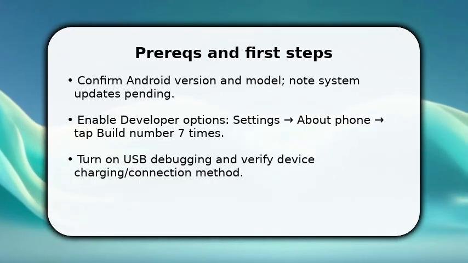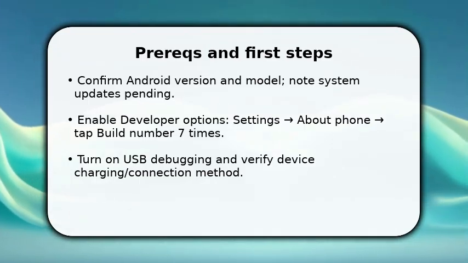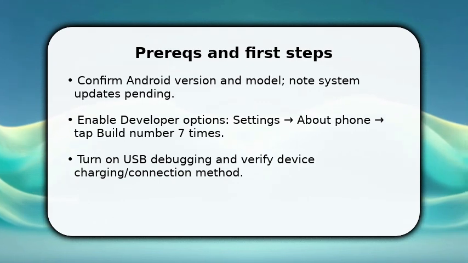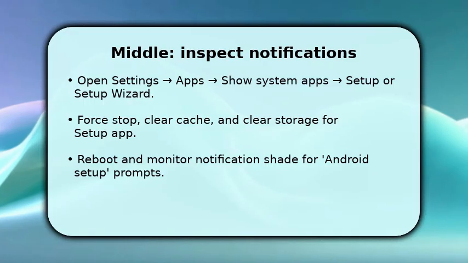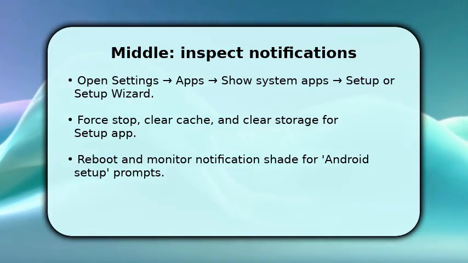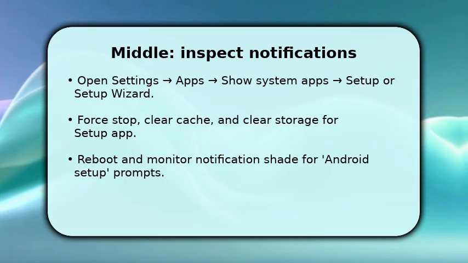Also plug in a good cable and, if possible, connect to a stable Wi-Fi network so downloads go smoothly. You now dig into the setup process itself by finding the Setup or Setup Wizard app in Settings under Apps. Select Show System Apps first so it appears.